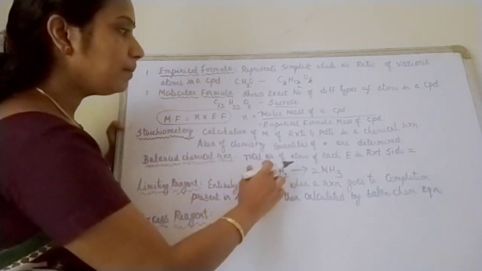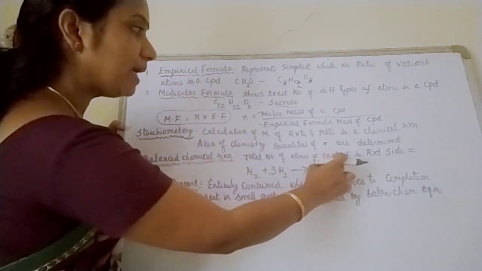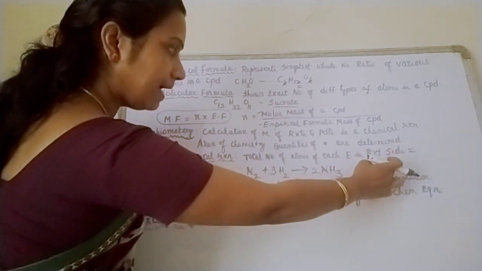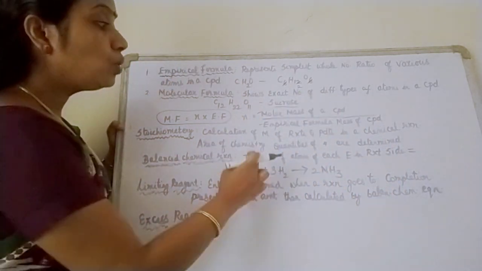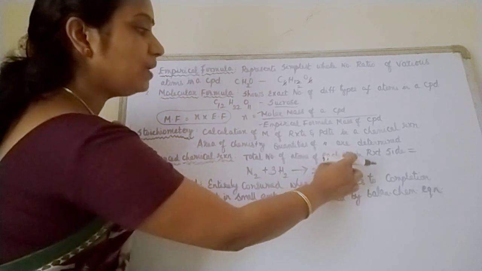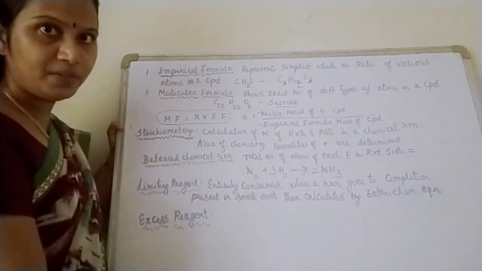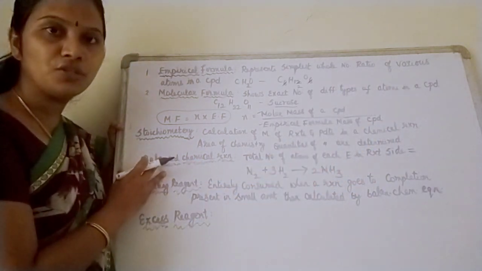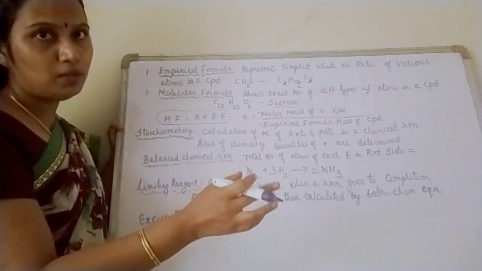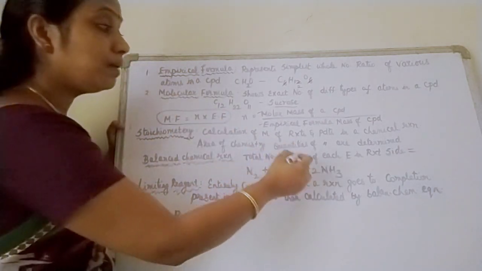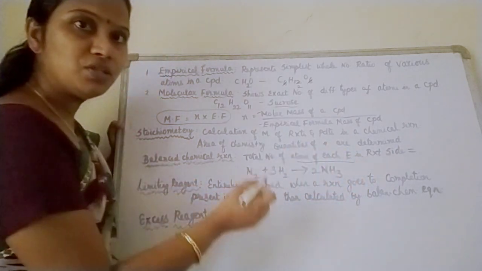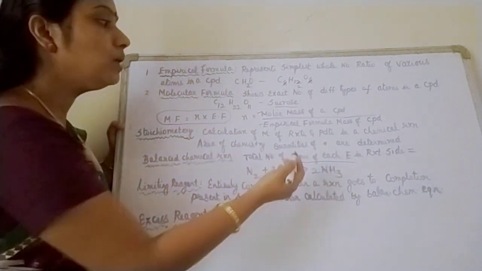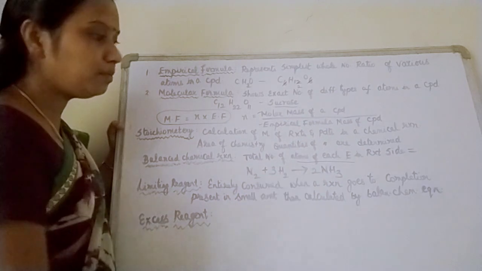The total number of atoms of each element in the reactant side should be equal to total number of atoms of each element in the product side. We have already seen in this lower section, the number of reactants should be equal to number of products. In what way? The number of atoms of each element in the reactant side should be equal to number of atoms of element present in the product side.